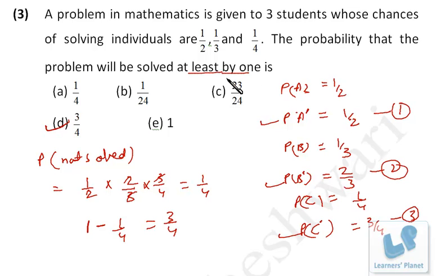Here, since we are asked about at least 1 person, what we are doing is first calculating the probability that the problem is not solved at all. Then we are deducting this case from 1. So in the remaining cases, the problem will be solved by at least one person. It's a good concept. Just keep that in your mind.